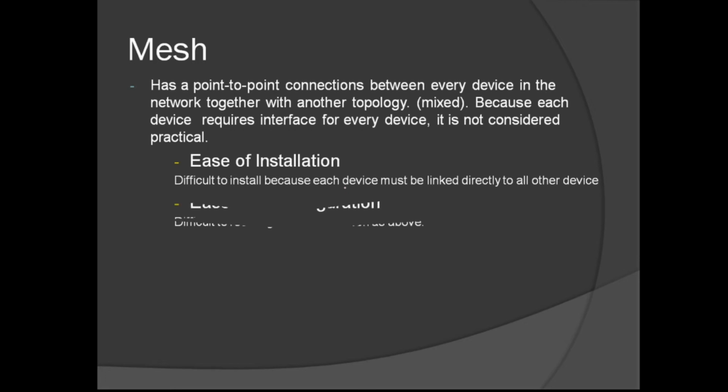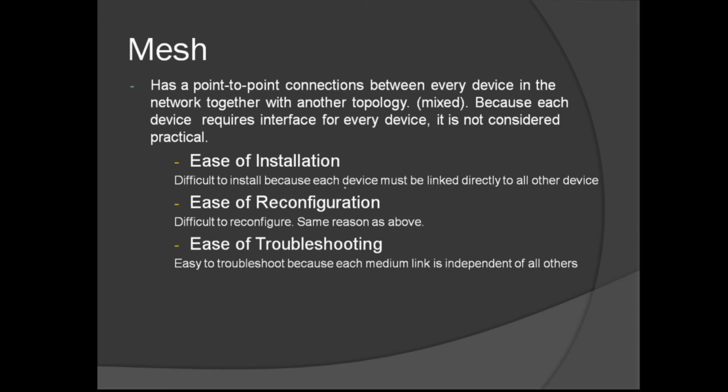In terms of reconfiguration, it is difficult to reconfigure. Same with the reason above, since you are actually doing two networks at the same time, mas mahirap pa rin yung reconfiguration. If you're going to move computers, you have to connect them to two networks, which is part of the entire mesh topology. In terms of troubleshooting, it is easy to troubleshoot because each medium link is independent of all others.